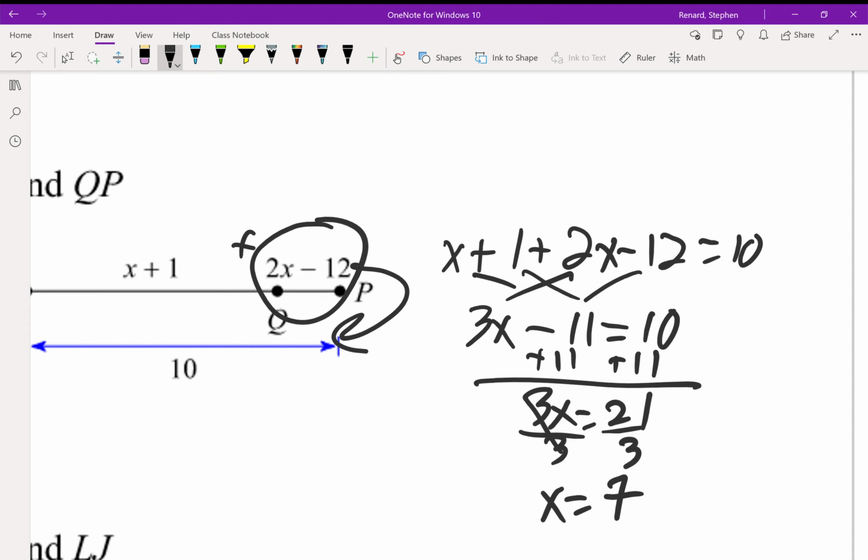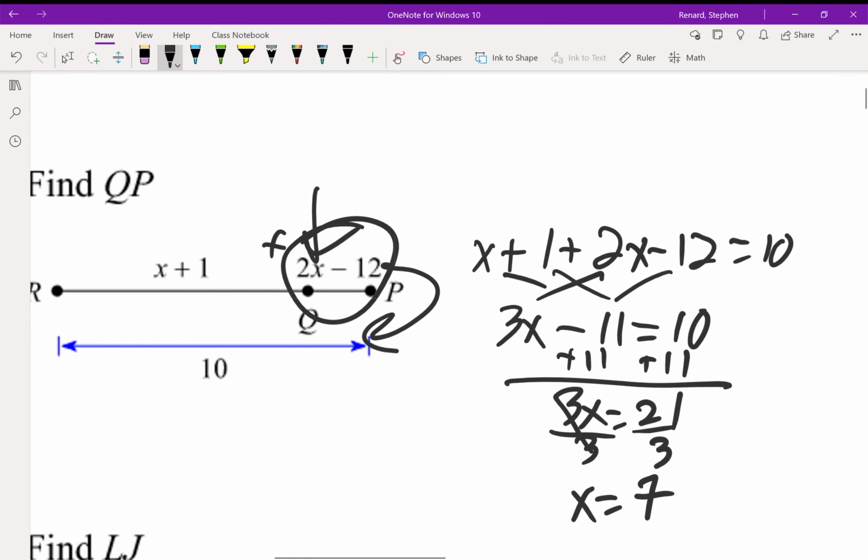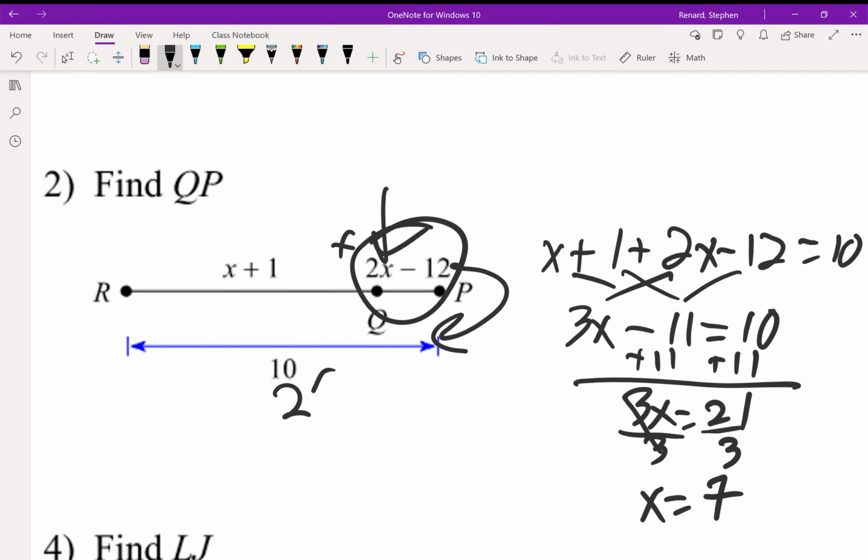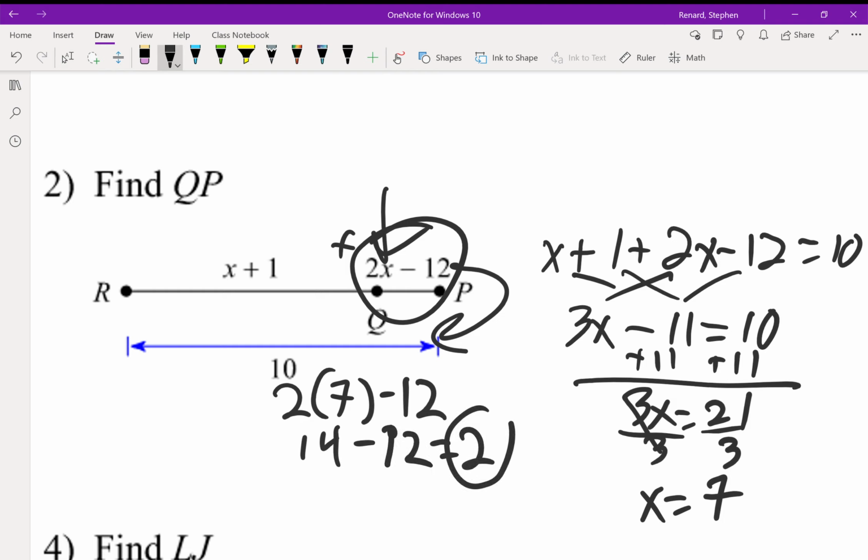Now we're looking for QP right there, so the 7's going to go right there. So we go 2 times 7 minus 12. That's 14 minus 12, or 2. 2's our answer. Now if I want to check that, if I'm not sure about that, plug the 7 in right there. 7 plus 1 is 8. 8 plus 2 equals 10. The total distance is 10, so that checks.